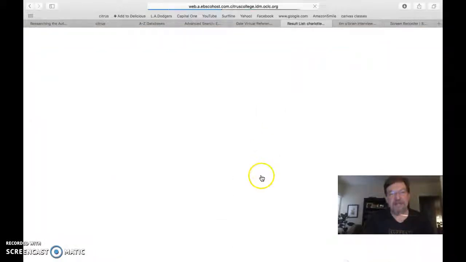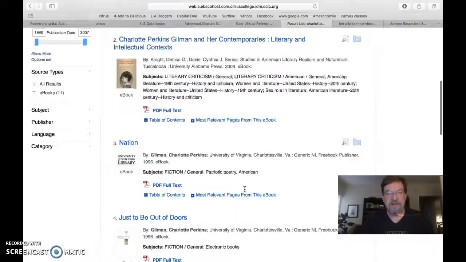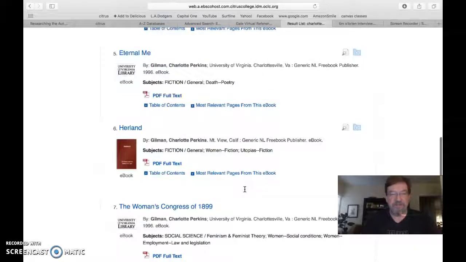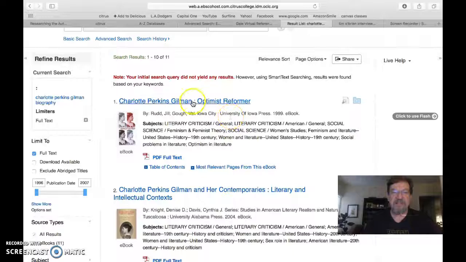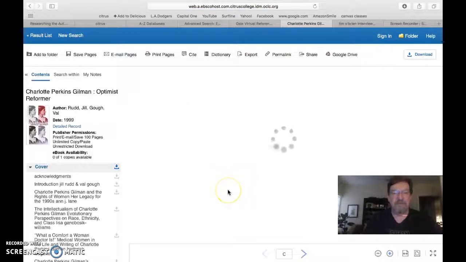All right, the ebook collection on her biography gives me 11 different sources here. Again, some of these are going to be just chapters in larger books, but some of them will be an entire book devoted to her. I think sometimes when you get this book, it's not going to be all biography. It's going to be some biography and then some critical appreciation of her work.